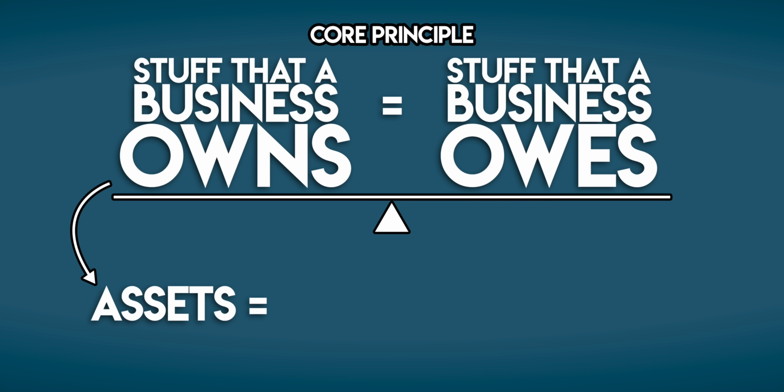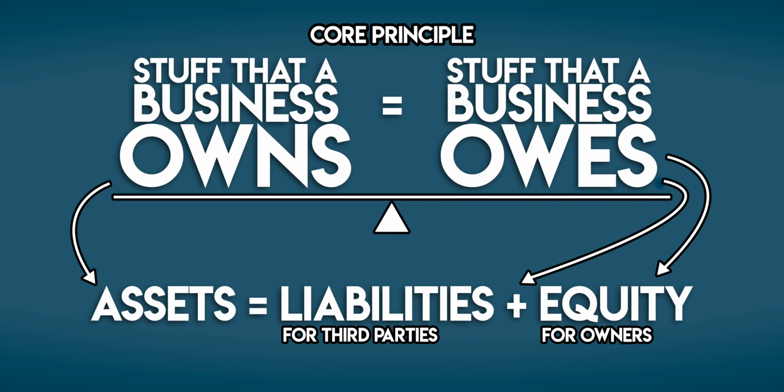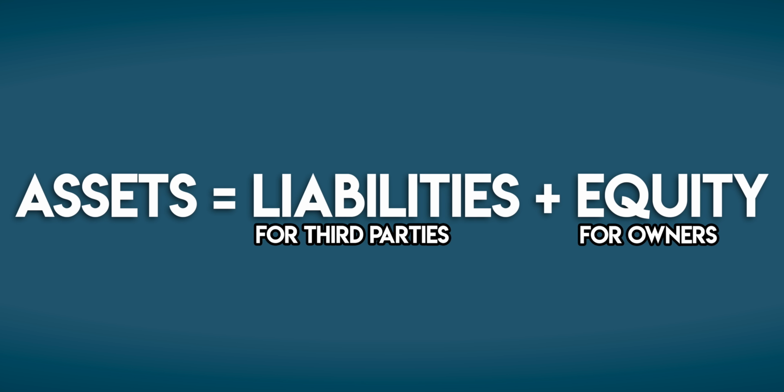But on the other side of this formula, we use two different words to describe the stuff that your business owes. Liabilities, when you owe stuff to third-party lenders or suppliers. These are your obligations that you'll need to fulfill in the future. And equity, when Rough Times owes stuff to you, the owner. This represents your claim on the business's net assets. So assets equal liabilities plus equity.